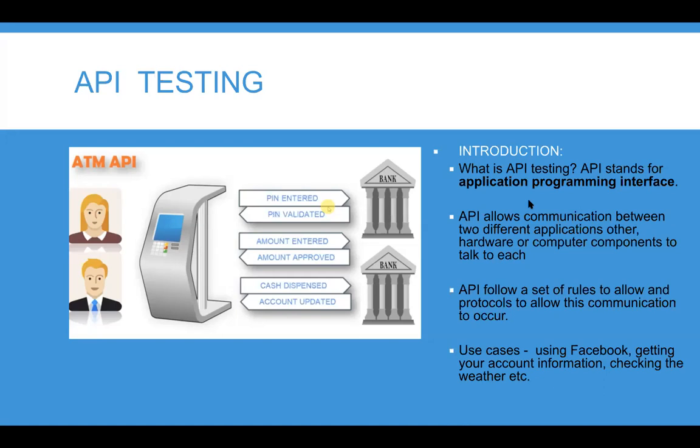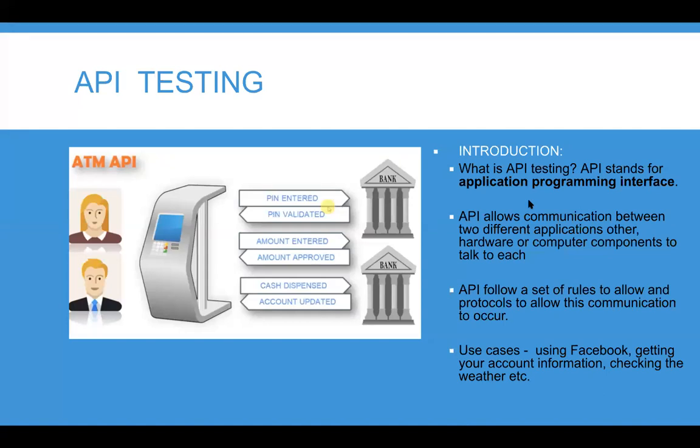When you put in your card and enter your PIN, it sends a message to the bank. At that particular time when you are trying to access your bank account, there's communication between the cash machine and your bank, and that communication is through an API. So an API allows communication between two different applications, hardware, or computer components. Another good example is if you plug a wired mouse into your laptop, you're operating that wired mouse through an API.